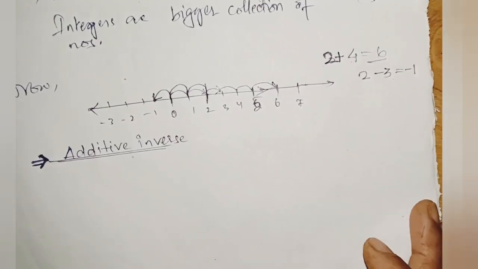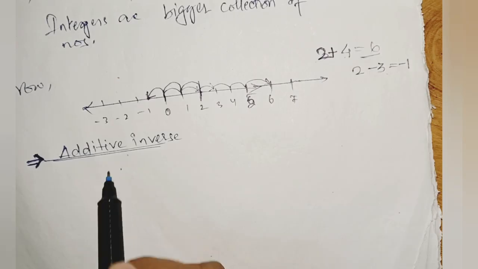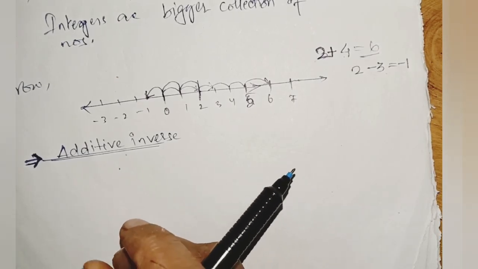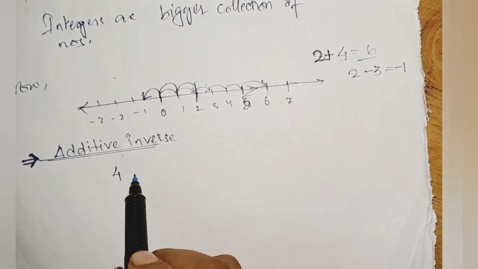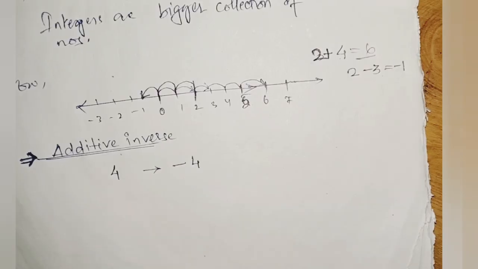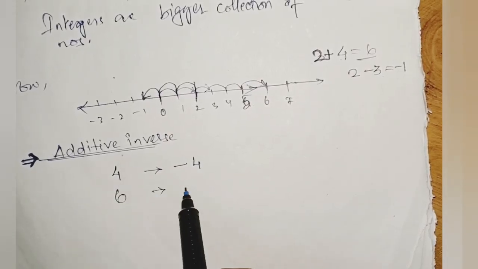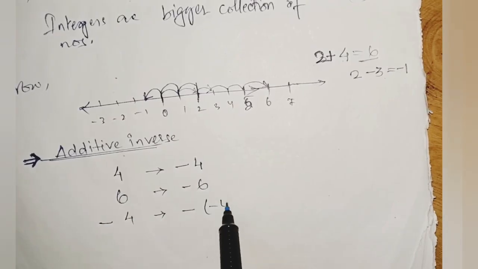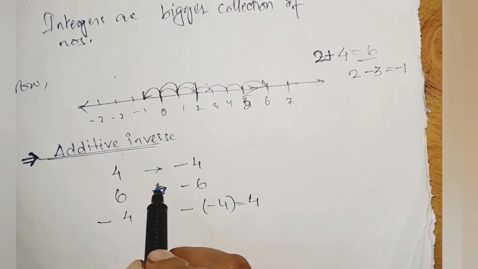What is additive inverse? Whatever number we have, any number, suppose we have 4, then its additive inverse will be what? -4, the negative of that. If we ask what is the additive inverse of 6, then it is -6. Additive inverse of -4 is what? It is 4. Got it?